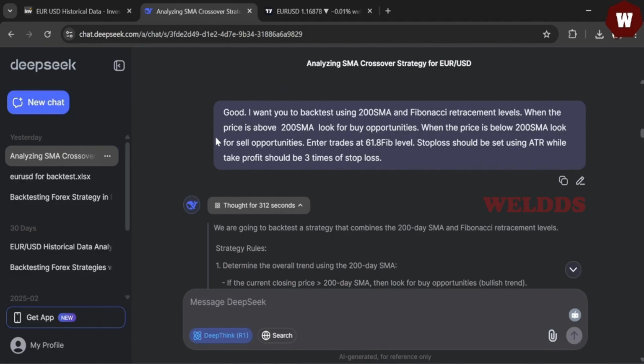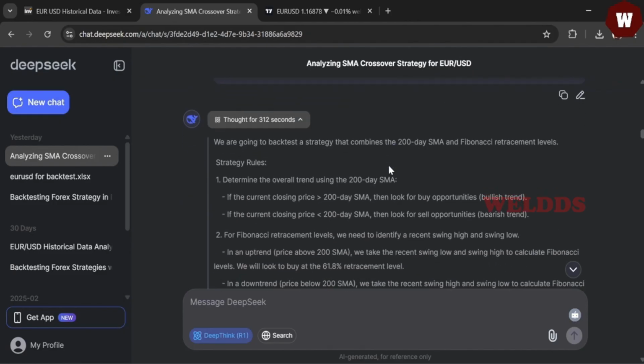When the price is above the 200 simple moving average, look for buy opportunities. When the price is below the 200 simple moving average, look for sell opportunities. Enter trades at the 61.8 fib level. In all the backtests I did, I was only testing the 61.8 fib level. I can run another backtest for the 50% and 78.6 Fibonacci levels and look for the one that is most effective, okay? Or I can combine all of them. Stop loss should be set using ATR, while take profit should be 3 times the stop loss.